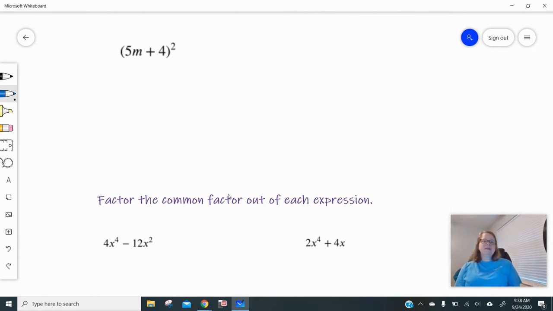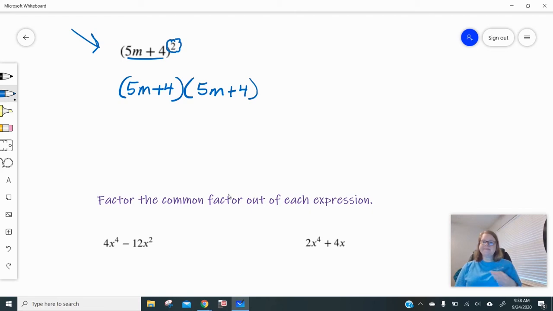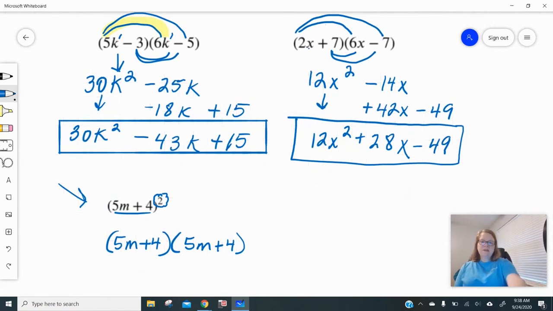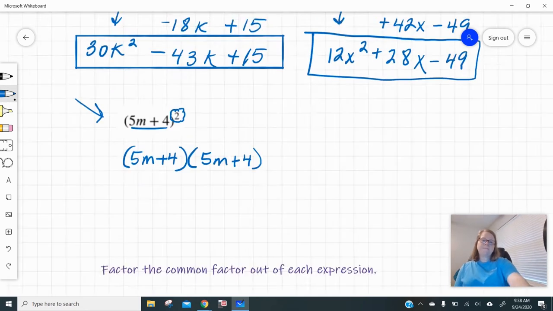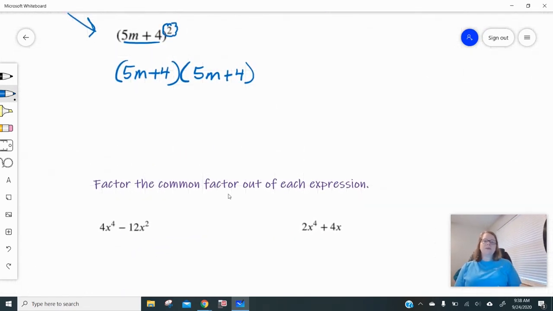All right, here we go. Now, this is the same section. This is still multiplying polynomials, but sometimes it looks like this. And don't let the way it looks at the beginning throw you off. That little squared symbol right here, all that means is that you're taking this binomial 5m plus 4 and you're multiplying it by itself, 5m plus 4. That's it. That is all that means. So it's the same exact problem as what we've been doing, except that both of the terms are the same thing. Okay. So I'm going to do the same thing I've been doing.